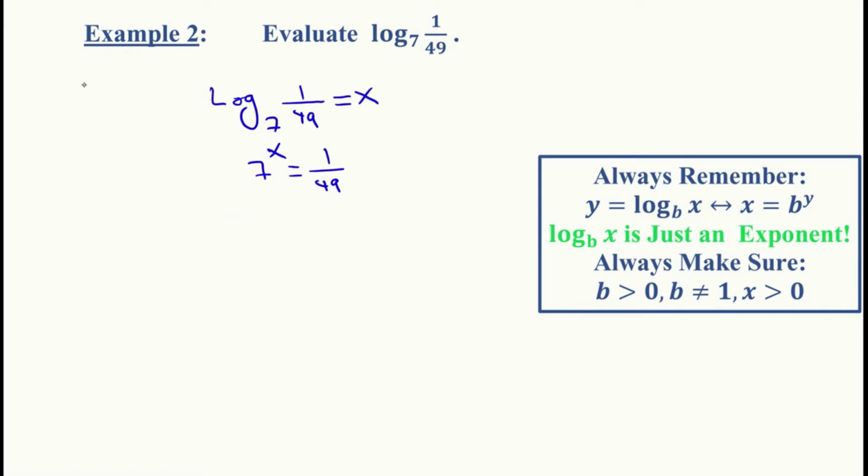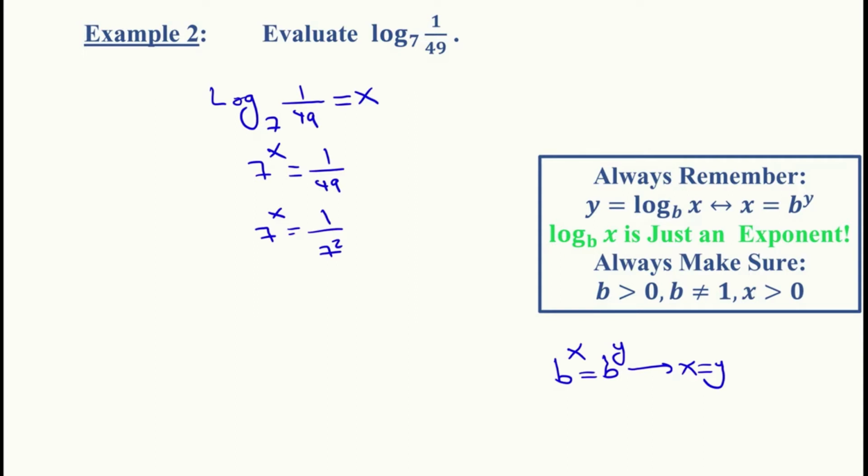All right, so now we have 7 to the power of x. We know we can write 49 as a power of 7, but in order to be able to use this rule that b to the x equals b to the y implies x equals y, we have to have the other 7 on the right side on the top as well.